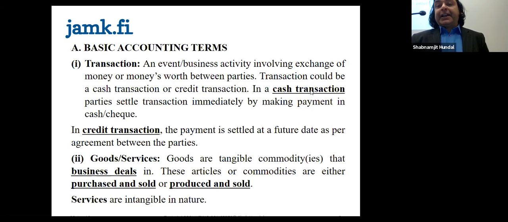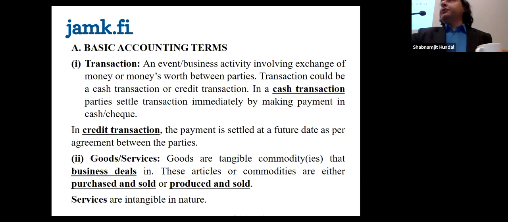So the transaction could be a cash transaction or it could be a credit transaction. And it is about goods and services. You can buy goods, you can buy a service. You buy this marker, you pay cash, it's a good. But when you are paying the admission fee of a university and you get education, that's a service. Goods are physical. Services are non-physical, or intangible, but they're very useful.